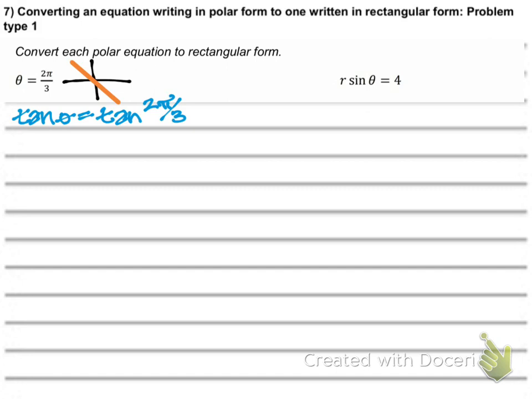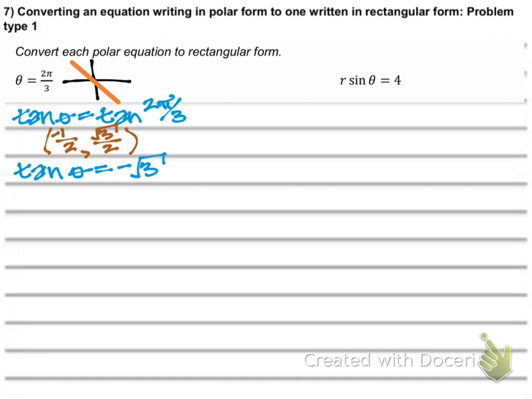Now let's talk about 2 pi over 3. All of my over 3's are 1/2, root 3 over 2. And 2 pi over 3 is in the second quadrant, so negative, positive. So the tangent of 2 pi over 3 is going to be negative root 3, right? So I can rewrite this as the tangent of theta is negative root 3.